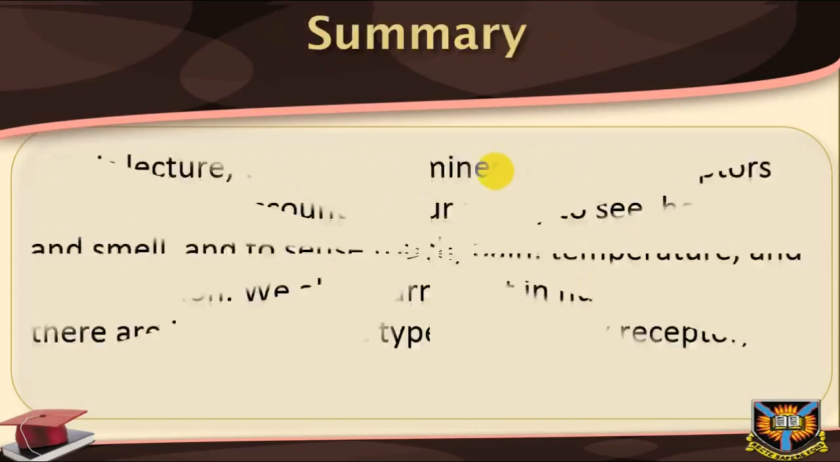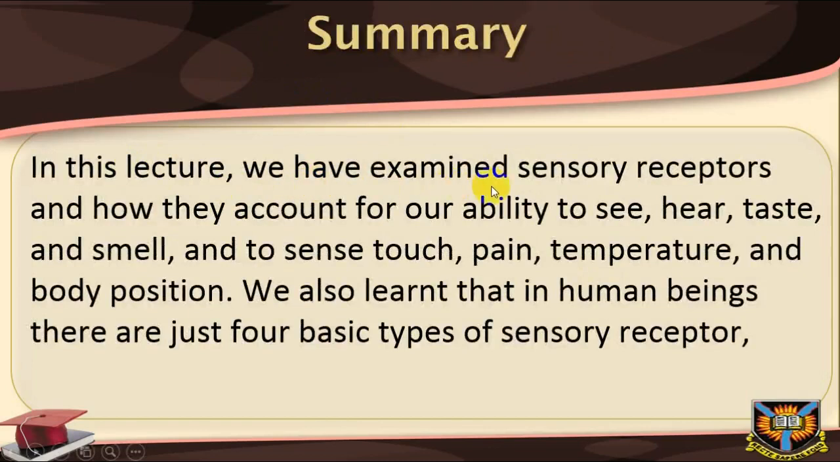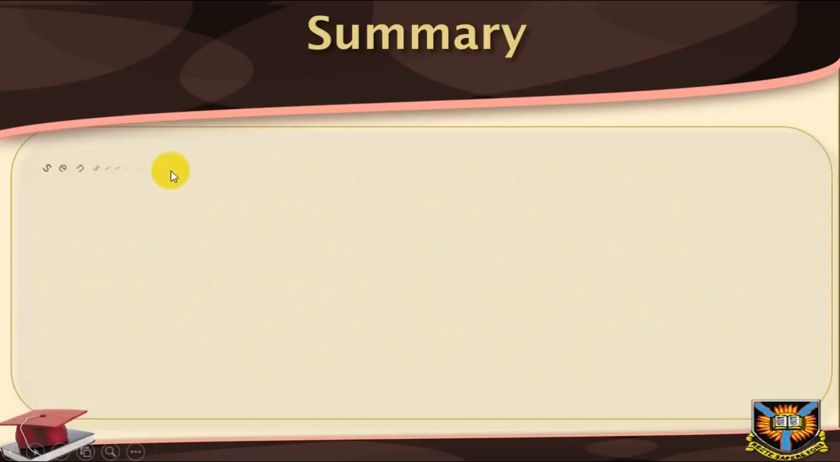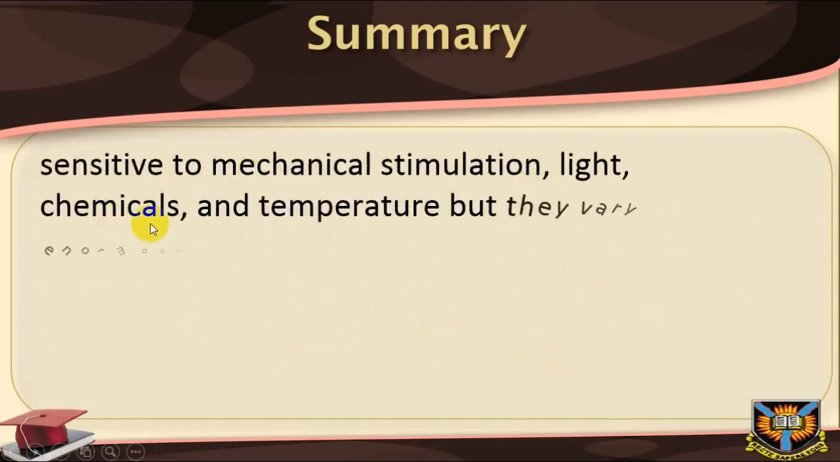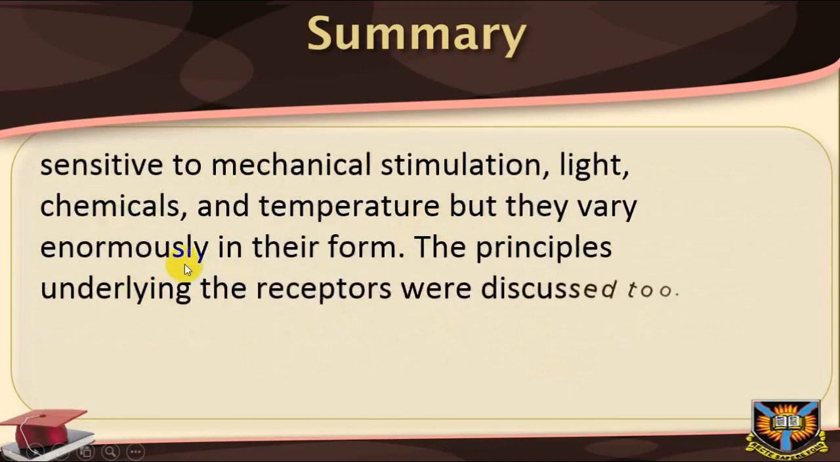Summary. In this lecture, we have examined sensory receptors and how they account for our ability to see, hear, taste, and smell, and to sense touch, pain, temperature, and body position. We also learned that in human beings, there are just 4 basic types of sensory receptor, sensitive to mechanical stimulation, light, chemicals, and temperature, but they vary enormously in their form. The principles underlying the receptors were discussed too.